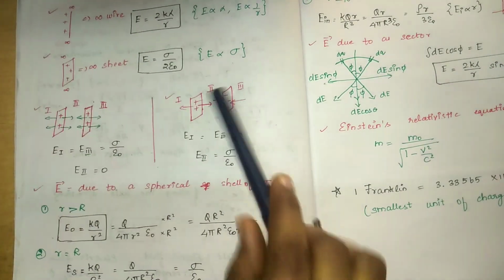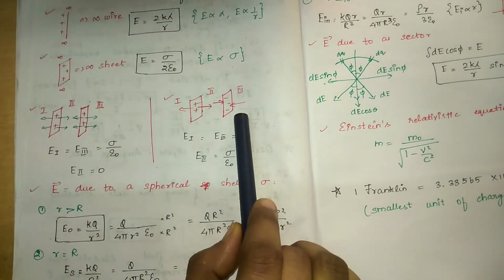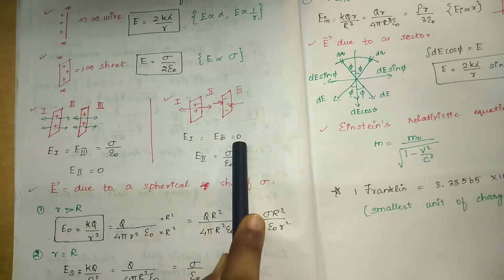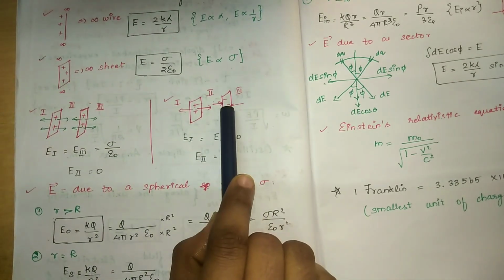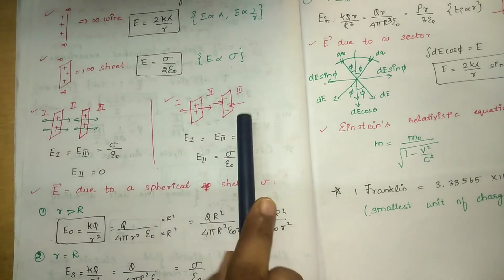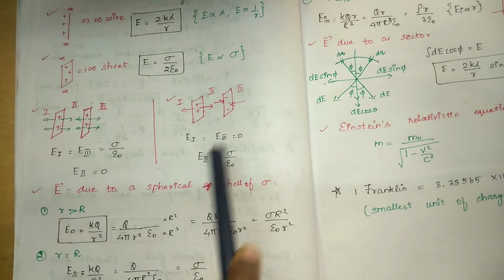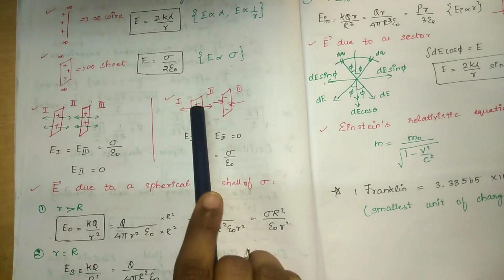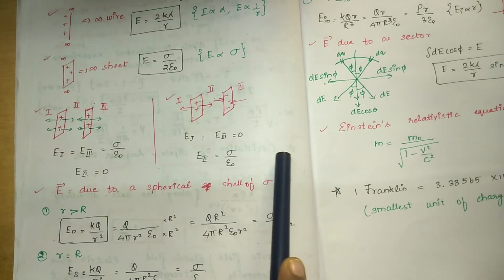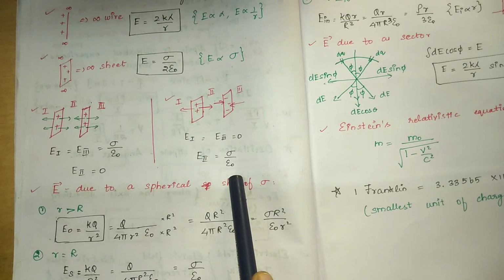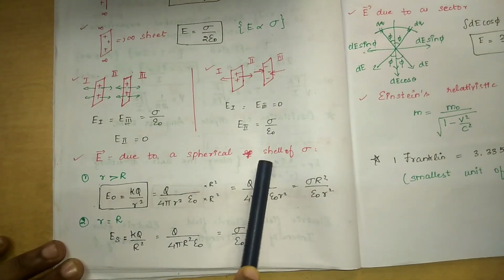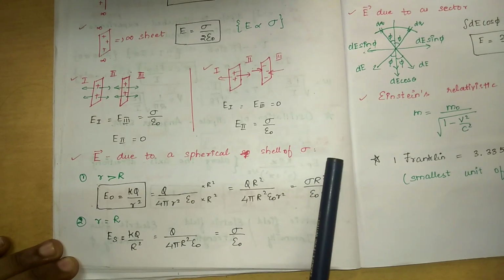If we have unlike-charged sheets, the electric field in the first and third regions becomes 0. Why? Because the electric field directions are opposite: towards the left from one and towards the right from the other. So regions 1 and 3 have 0, as both get cancelled. Here the electric field in the second region is sigma by epsilon naught, which is in the same direction. We are adding up sigma by 2 epsilon naught plus sigma by 2 epsilon naught, which gives sigma by epsilon naught. Then electric field due to a spherical shell of surface charge density sigma.